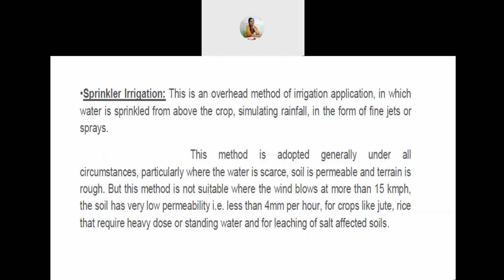Sprinkler irrigation. This is an overhead method of irrigation application in which water is sprinkled from above the crop, simulating rainfall in the form of fine jets or sprays. This method is adopted generally under all circumstances, particularly where water is scarce, soil is permeable, and terrain is rough. But this method is not suitable where the wind blows at more than 15 km per hour, or the soil has very low permeability.